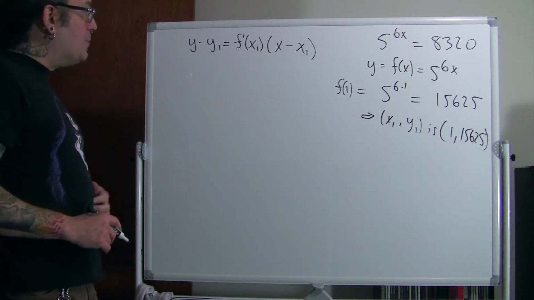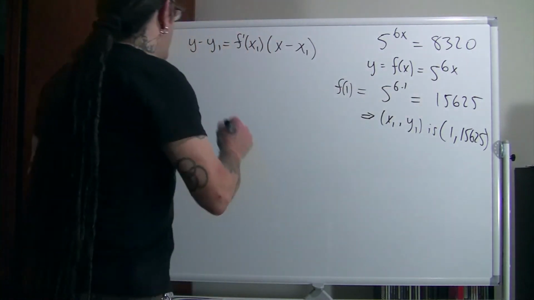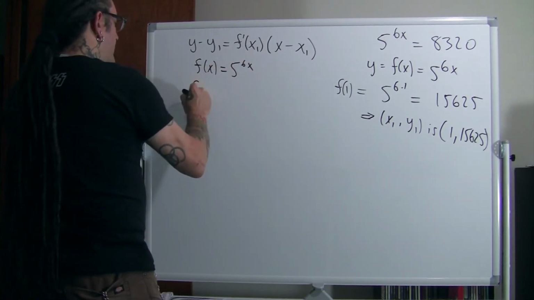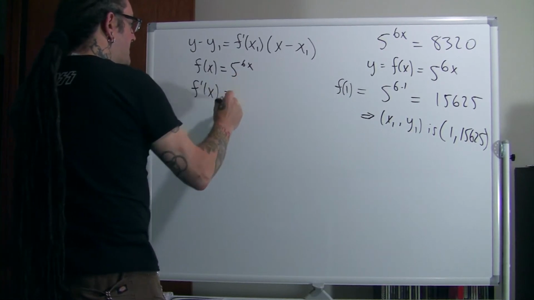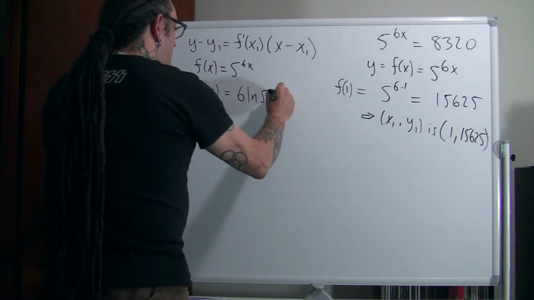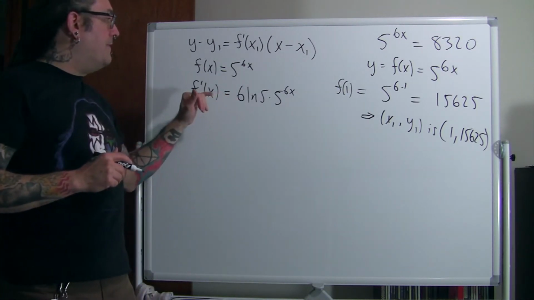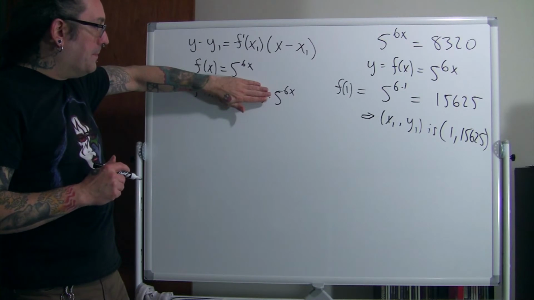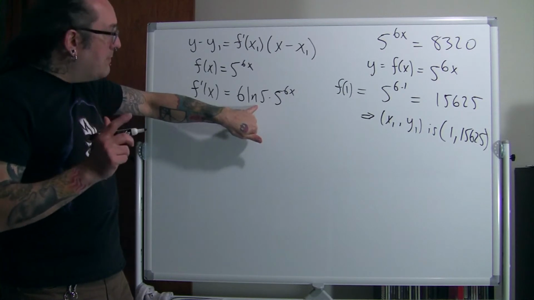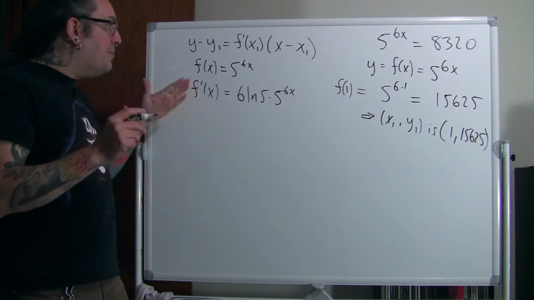So let's see, what else? Well, we actually also need the derivative. So let's come over here and calculate our derivative. If f of x is 5 to the 6x, f prime of x, the derivative with respect to x, is 6 ln 5 times 5 to the 6x. That is, the derivative of an exponential is itself times the ln of the base, and then the chain rule says I have to differentiate the exponent, so that's where the 6 comes from. Okay, so that's f prime of x.